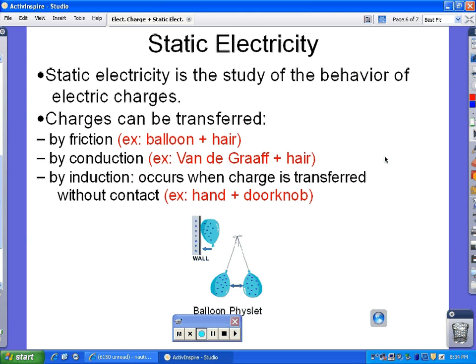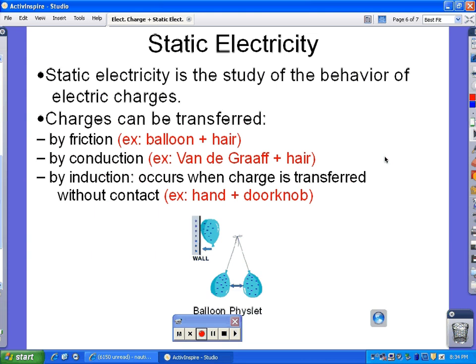Static electricity is the overall study of the behavior of electric charges. We've basically identified what electric charges are. Now, what is static electricity? It's just the study of it, right?